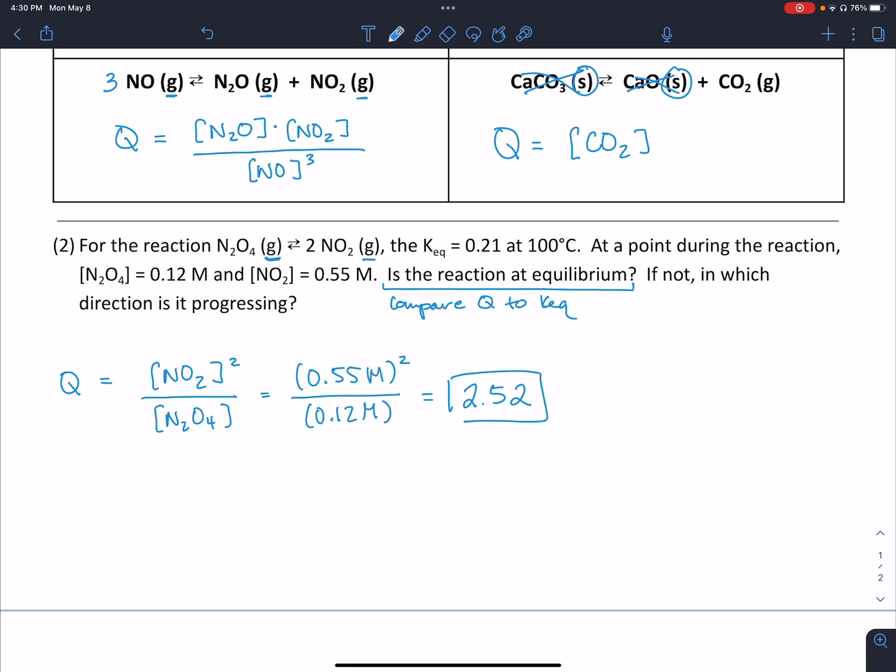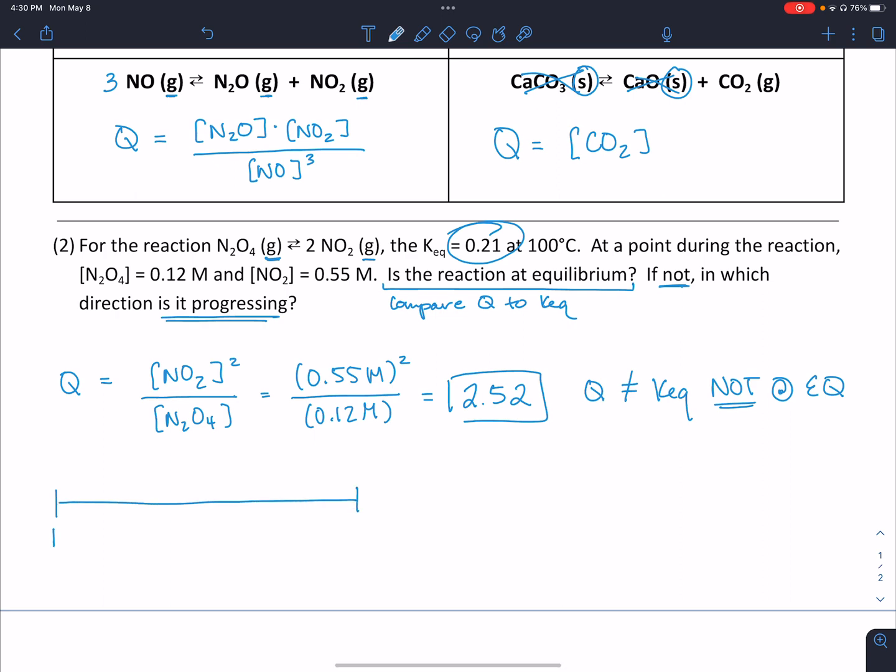So we check. In this case, Q does not equal KEQ, so we are not at equilibrium. Then the next question is, if not, in which direction is the reaction progressing? Again, you don't have to do it this way. This is just how I think about it in terms of a line. In this case, here's KEQ. My Q value is actually greater than my KEQ value. So it's up here, close to my products. So Q is greater than KEQ, which means I need to produce more reactants.